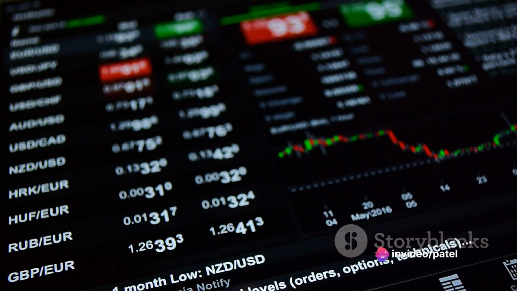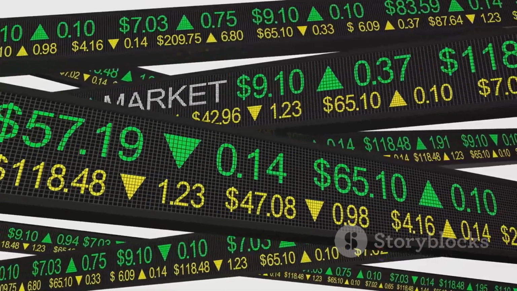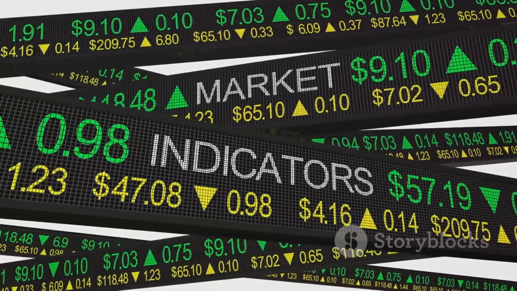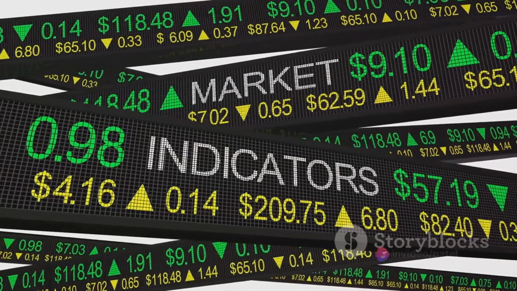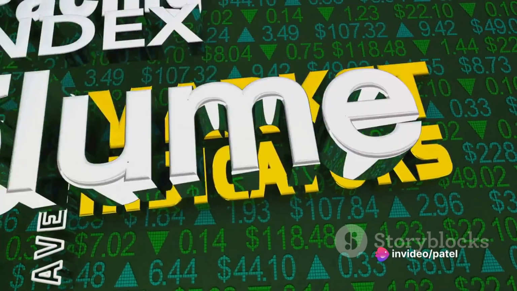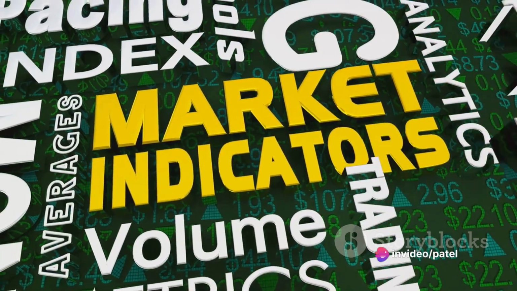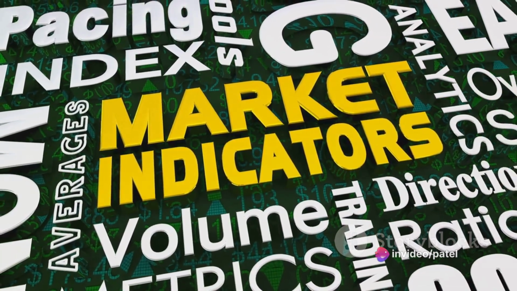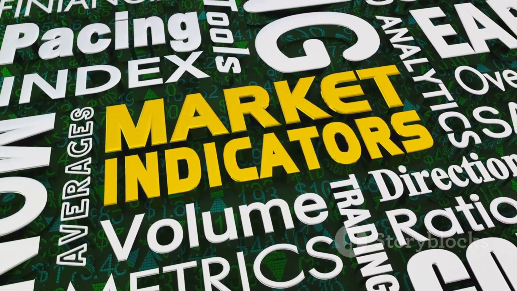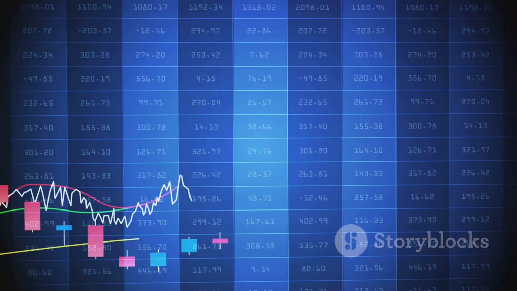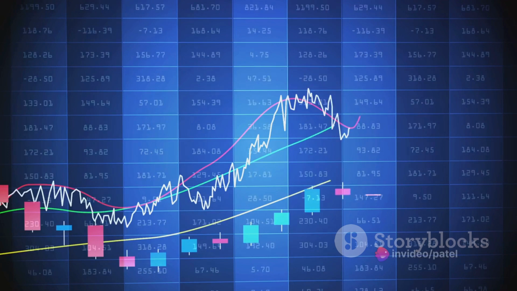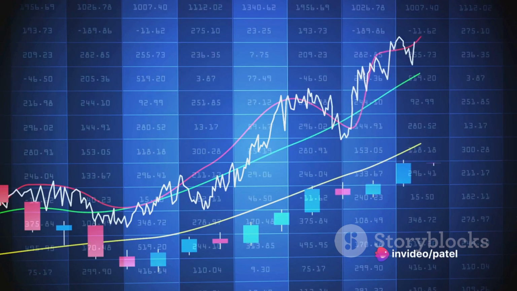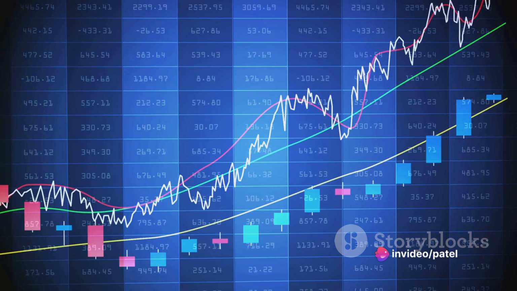Moving on, let's talk about some popular indicators, starting with moving averages. This indicator smoothens out price data to help traders identify the market's underlying trend. It's like looking at the forest instead of focusing on individual trees. Another popular indicator is the Relative Strength Index, or RSI, which measures the speed and change of price movements. It's a great tool for identifying overbought or oversold conditions.